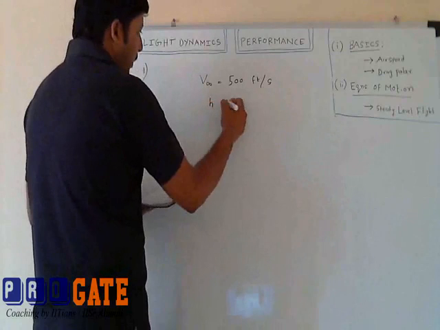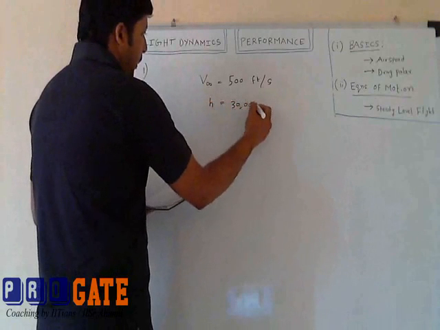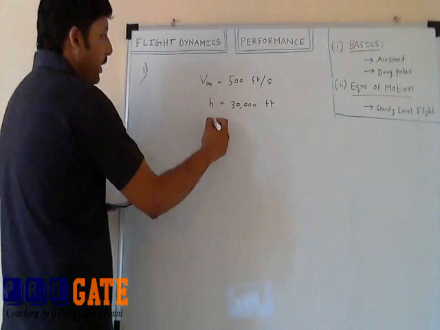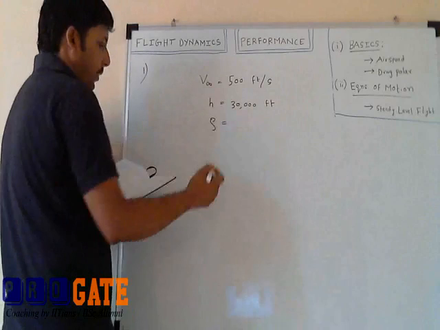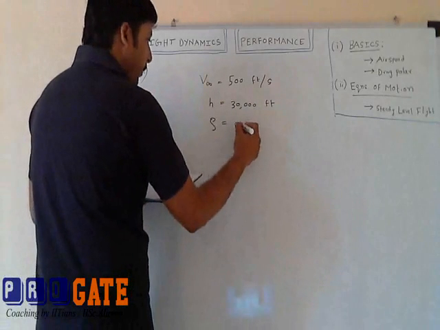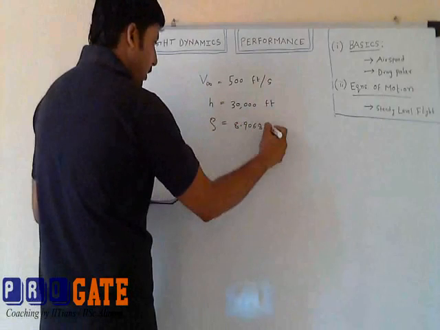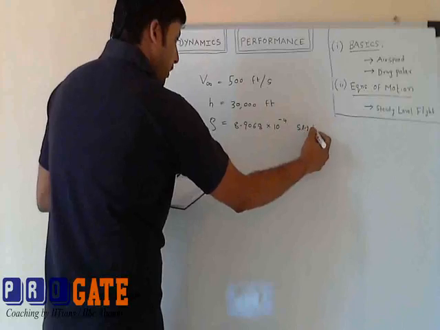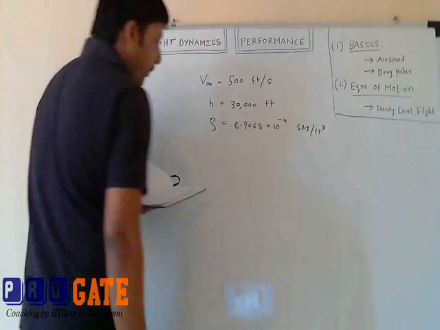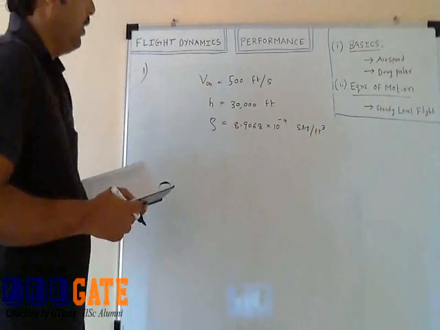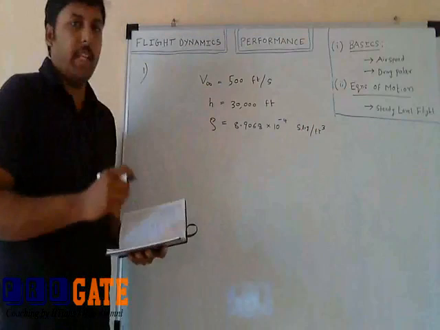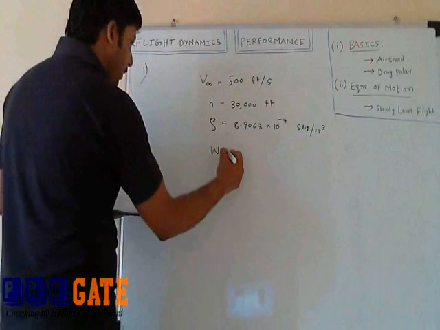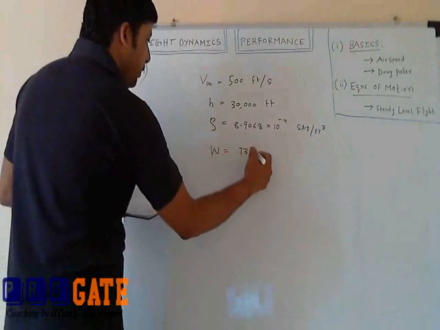They have specified the density at that altitude, which is 8.9068 per feet cube. Apart from this data, they have given the aircraft data, that is, the weight of the aircraft, which is 73,000 pounds.